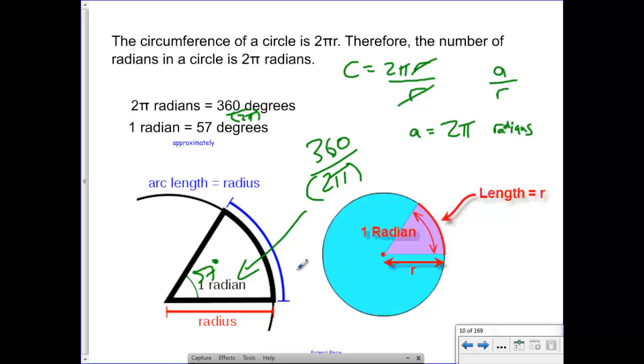So let me just recap that proof, just to make sure this makes sense. The circumference of a circle is 2 pi r. But if radians means take the arc length and divide by radius, the r cancels. What that means then is 2 pi radians equals 360 degrees. So that means 1 radian equals 57 degrees.